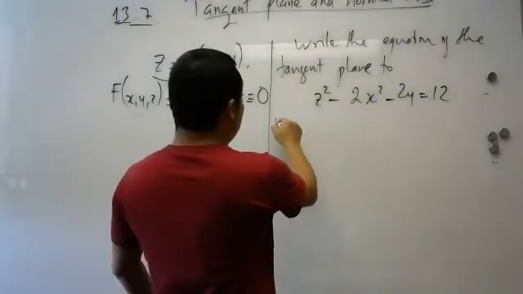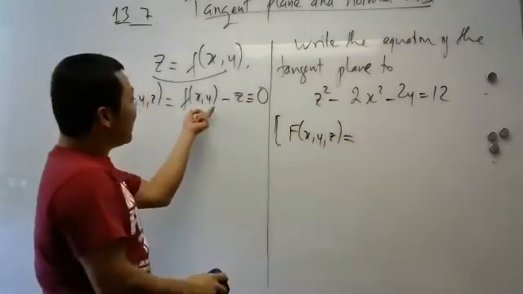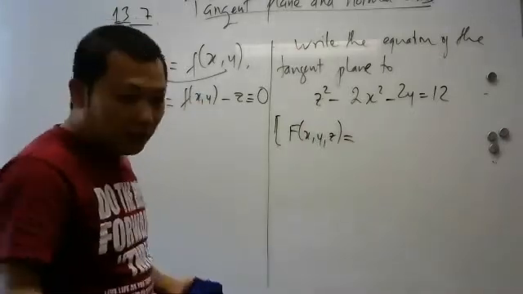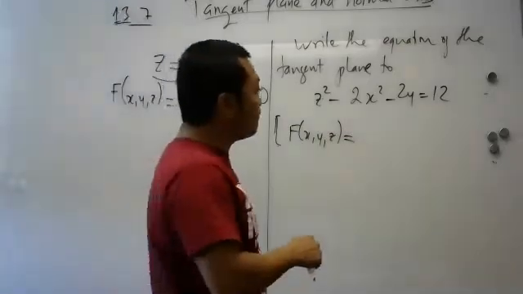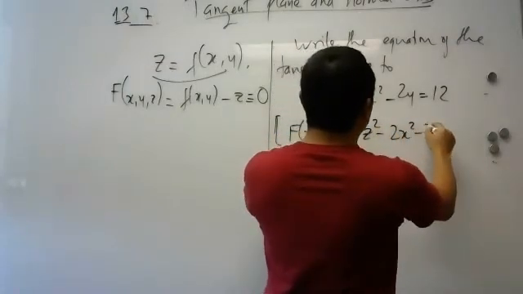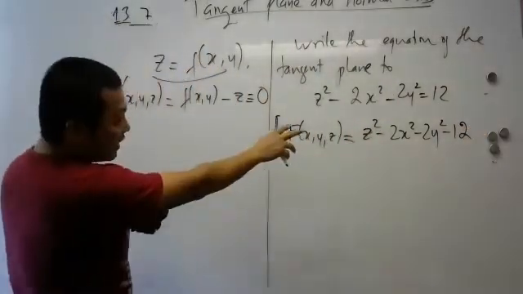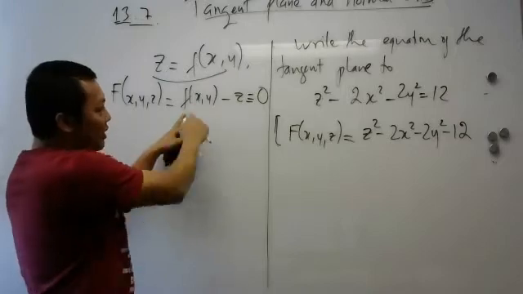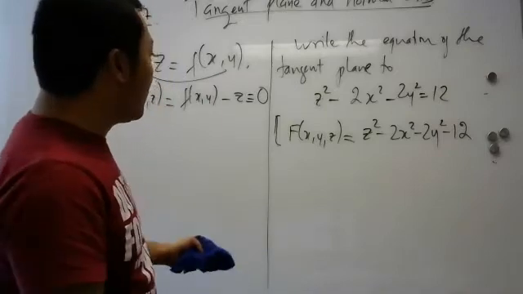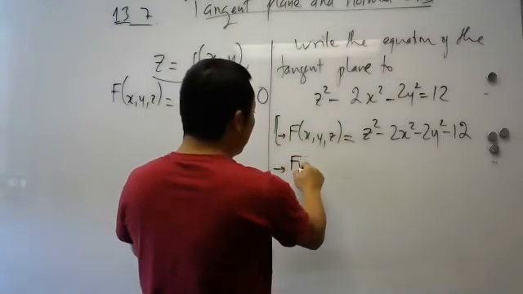So we have the following equation. Here's my solution. I write f of x, y, and z. You can write f(x,y) minus z or z minus f(x,y). The only difference is the sign. So I write it in this form: z squared minus 2x squared minus 2y squared minus 12. So that is our function. Then we have to find the gradient of this function. That's the first step.